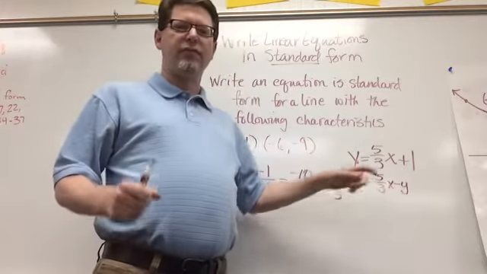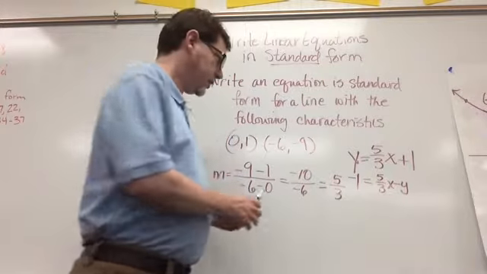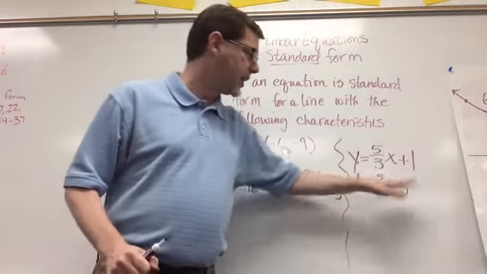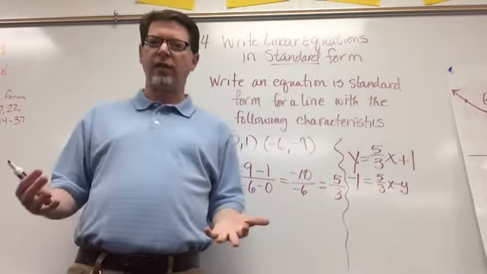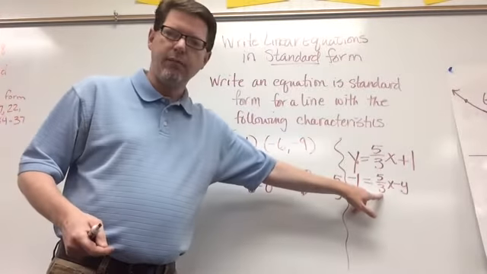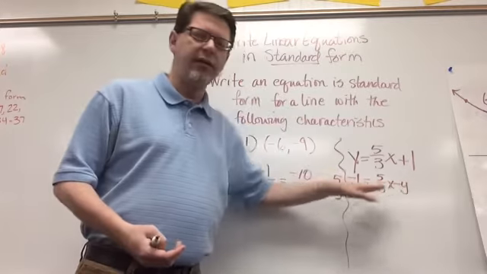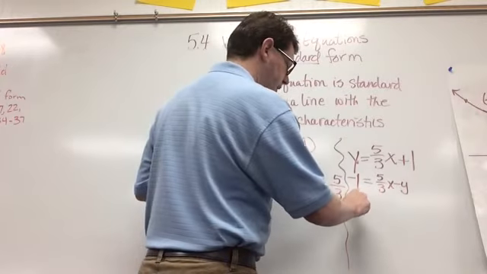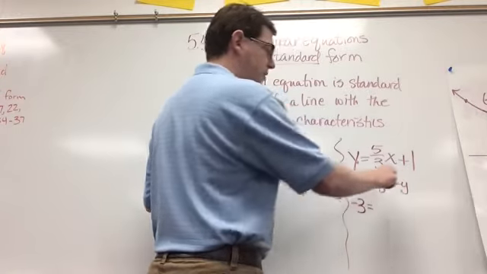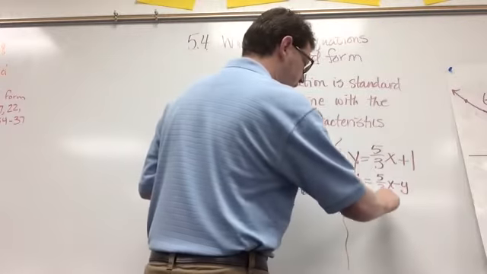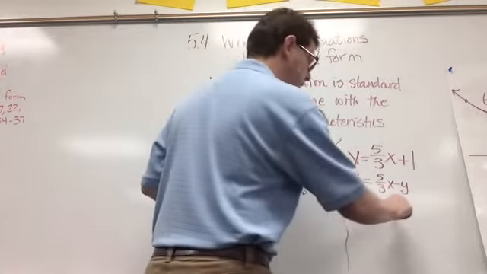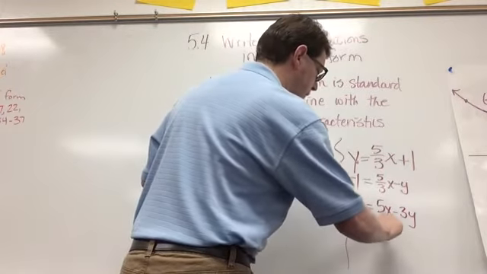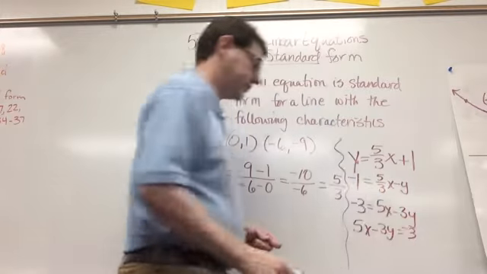But you'll notice now that I have a fraction, and I don't want fractions. So I need to multiply that entire equation by some number so that no fractions are left. And that number would be 3, because that's what my denominator is. So I'm going to multiply this entire equation by 3 and get an equation in standard form. So 3 times negative 1 is negative 3, and 5/3 times 3 is just 5x, and then negative y times 3 is negative 3y. So my equation in standard form would be 5x minus 3y equals negative 3.